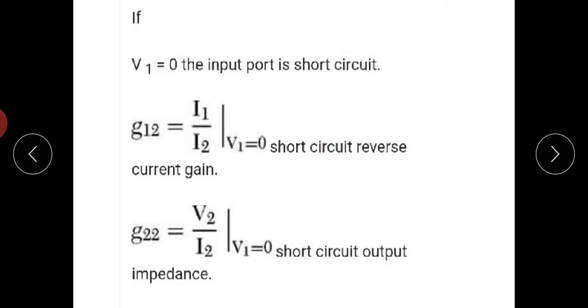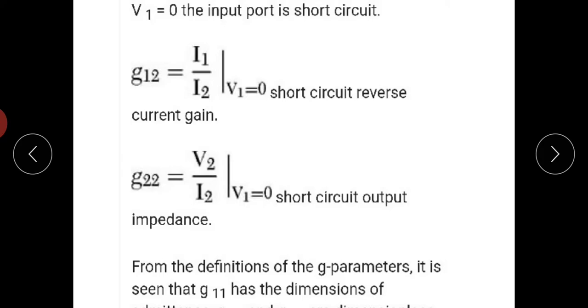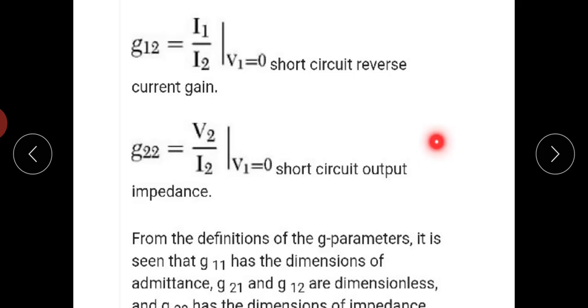Next, set V1 equals 0 and substitute in equations 1 and 2. So we get G12 equals I1 by I2 at V1 equals 0. It is called short circuit reverse current gain. G22 equals V2 by I2 at V1 equals 0. It is called short circuit output impedance. I2 by I1 is called forward current gain. Here I1 by I2 is there, so it is called reverse current gain. V2 by I2: V2 is output voltage, I2 is output current, at V1 equals 0. So it is the short circuit condition, and it is called short circuit output admittance.